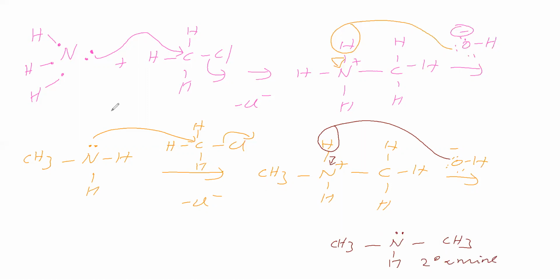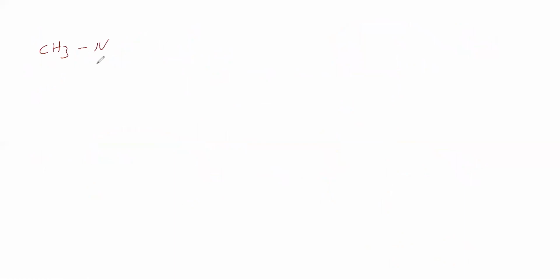So in the beginning, this CH3Cl has converted into a primary amine, because N has 2 hydrogens. Next, this primary amine has converted into a secondary amine. Then this secondary amine we treat with alkyl halide, for example methyl chloride. Now nitrogen is attacking this carbon, so this Cl leaves as Cl minus.